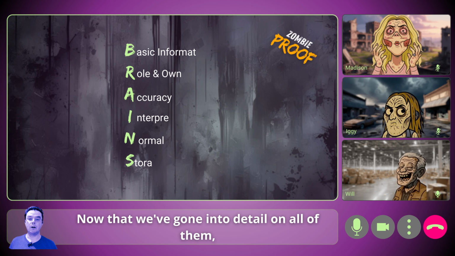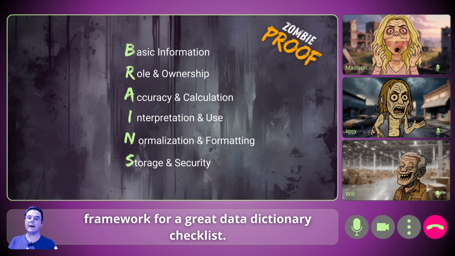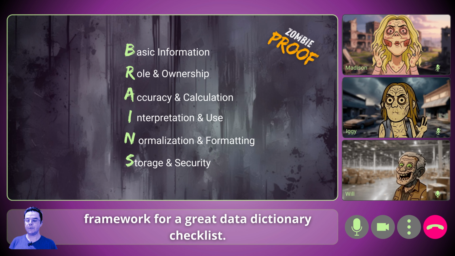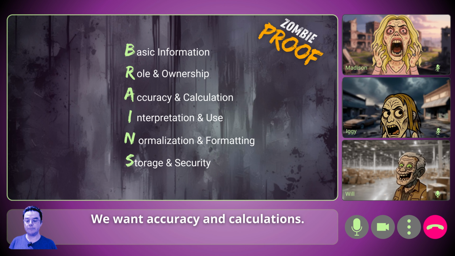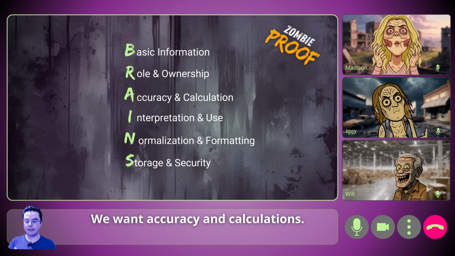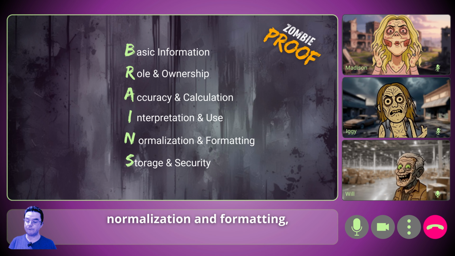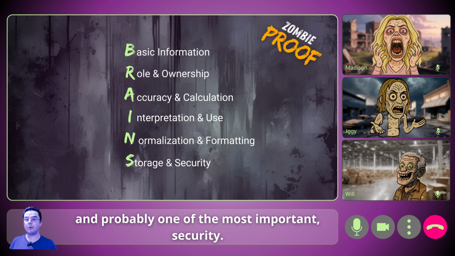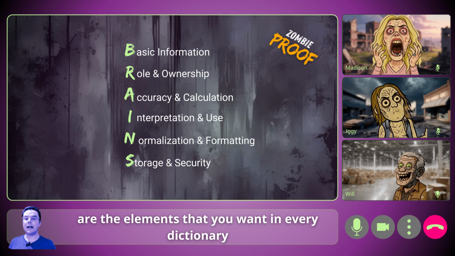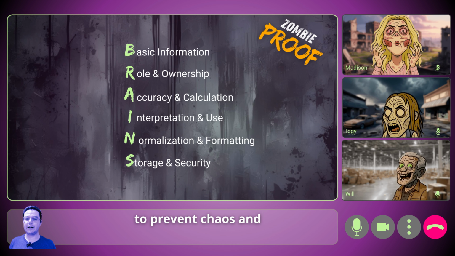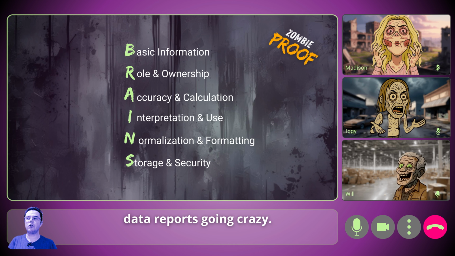Now that we've gone into detail on all of them, let's summarize the B.R.A.I.N.S framework for a great data dictionary checklist. We want basic information. We want role and ownership. We want accuracy and calculations. We want interpretation and use case, normalization and formatting, storage, and probably one of the most important, security. Those are the elements that you want in every dictionary to prevent chaos and data reports going crazy.